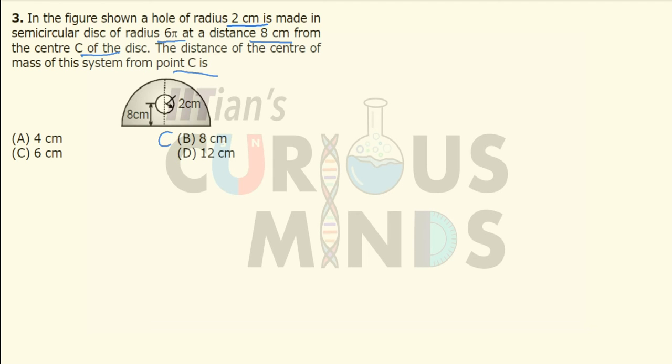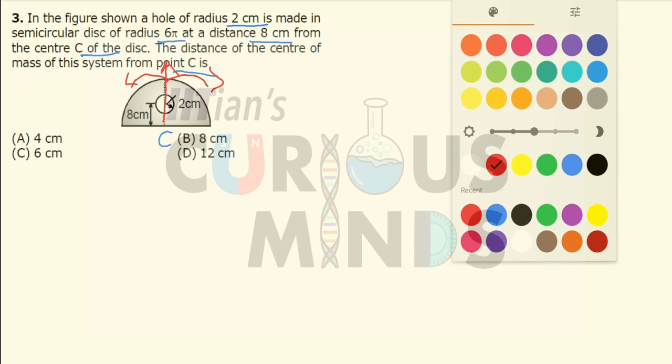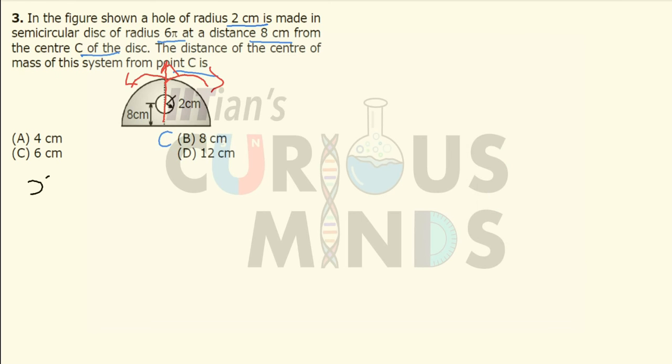Now first of all, understand that if I draw an axis over here, that is the y-axis, along the y-axis the mass is distributed uniformly along the left as well as along the right. It means that the x coordinate of the center of mass will still be equal to 0. Okay, the x coordinate will be equal to 0. We have to just find out along the y coordinate.